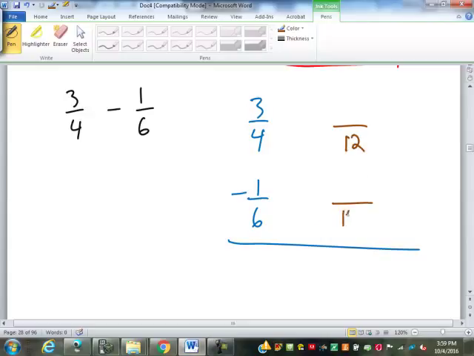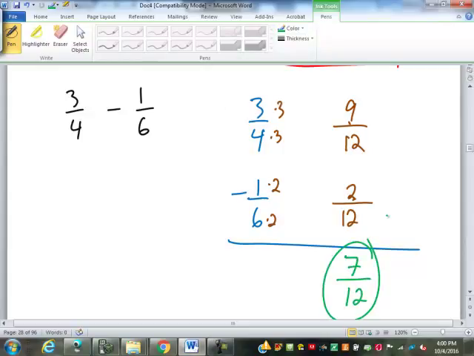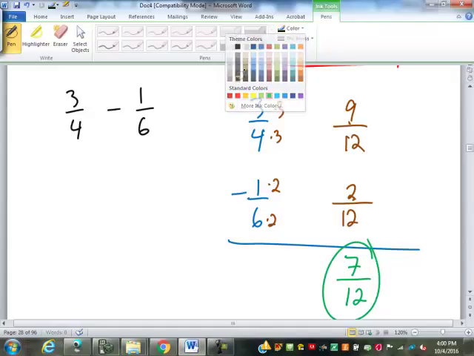$12. Very good. So this will become what? 4 times 3 makes 12, so 3 times 3 is 9. This is going to become 2. Good. 6 times 2, so 1 times 2. And now we are subtracting. So 9 minus 2 is 7, and we still keep the same name. So 7/12.